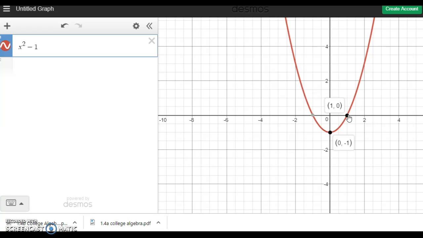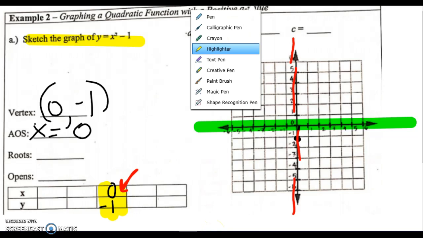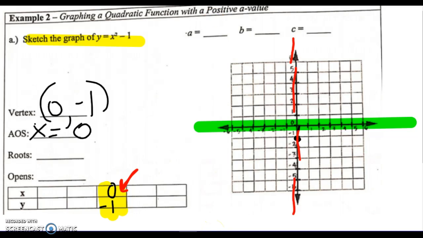Do you see how it kind of reflects? If this is the axis of symmetry, then on the other side, negative 1, 0 works as well. So I'm going to put those in. Let's go green. When x is 1, y is 0, but also when x is negative 1, y is 0. So I've got a point here and a point right there.